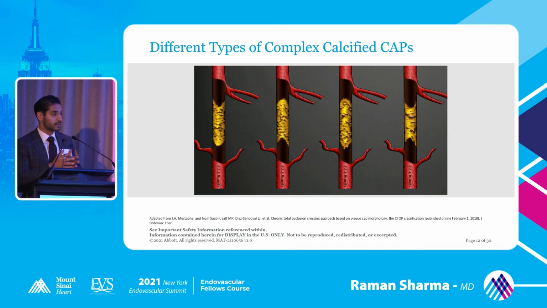But if you have ones where you're deflected towards the side, then you have to worry about crossing subintimally, going to branches, and your wires will then also change. So these different classifications will also help you decide what your upfront wire will be when you decide to choose. So it's not unreasonable to say that if you have a particular CTO that has a concave versus a convex, to base your wire choice off of that.